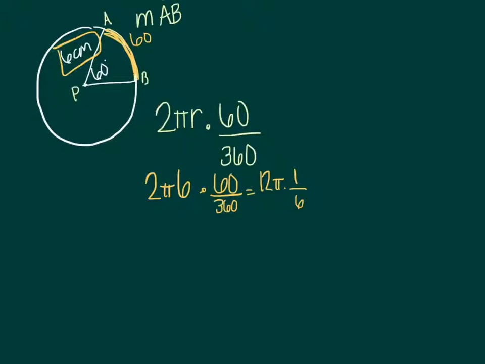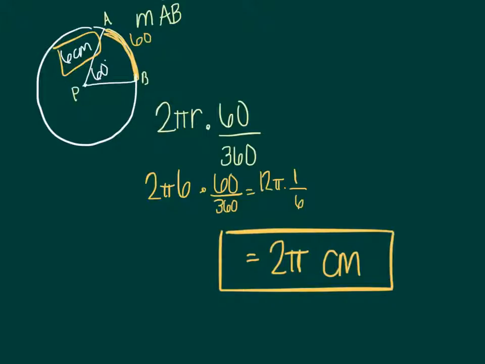So 2 times pi would be that arc length. And that is just a distance, so the label would be centimeters.